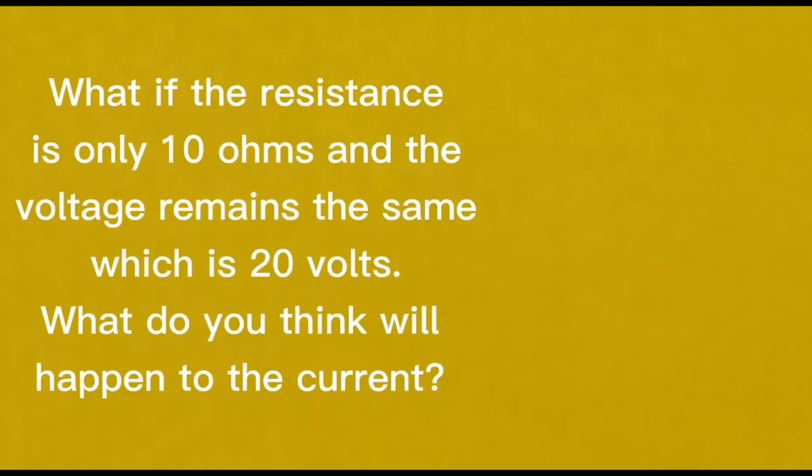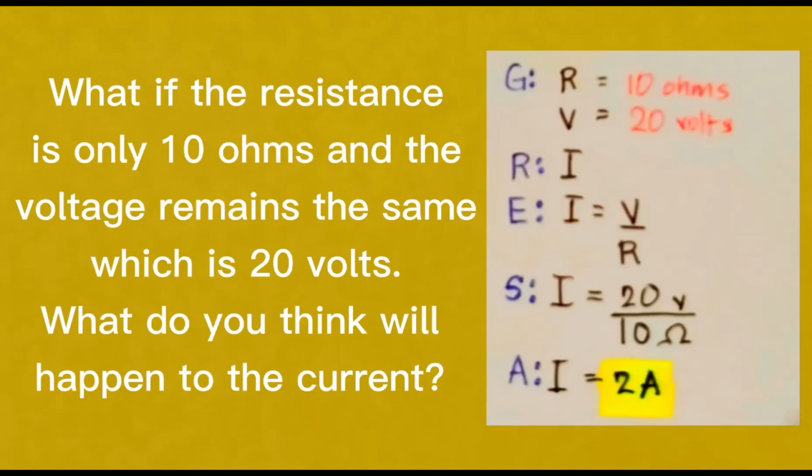What if the resistance is only 10 ohms, and the voltage remains the same, which is 20 volts? What do you think will happen to the current? This time, the givens are resistance, which is 10 ohms, and voltage, which is 20 volts. Required is current. The equation to be used is current equals voltage divided by resistance. The solution is current equals 20 volts divided by 10 ohms. And the answer is current equals 2 amperes.